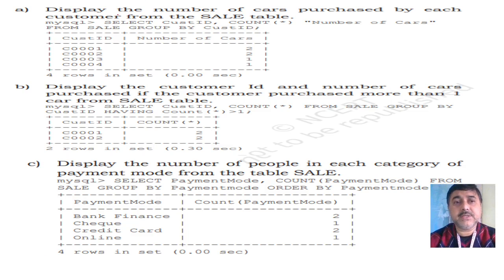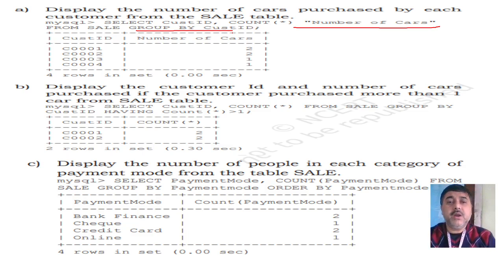See here, display the number of cars that are purchased by each customer from the sales table. So what we see is: select customer ID, count asterisk as the number of cars from sale, group by customer ID. So we are grouping by the customer ID, that means we are clubbing by customer ID.